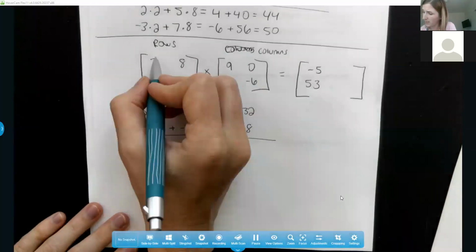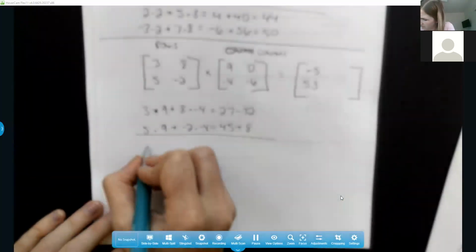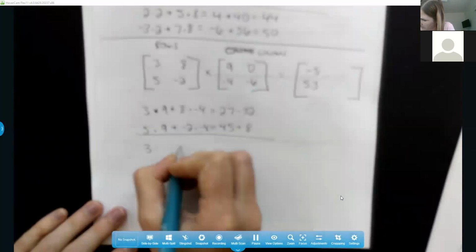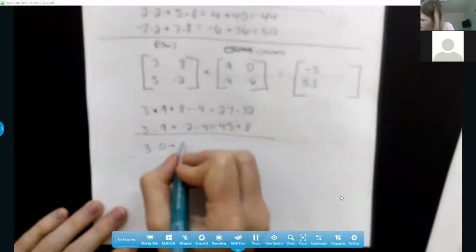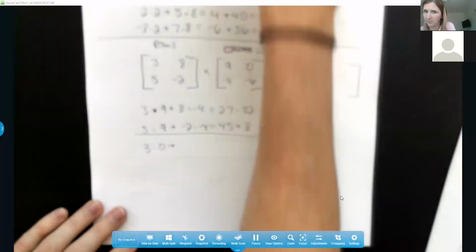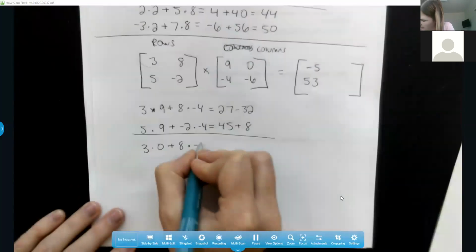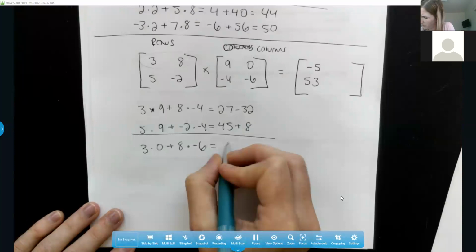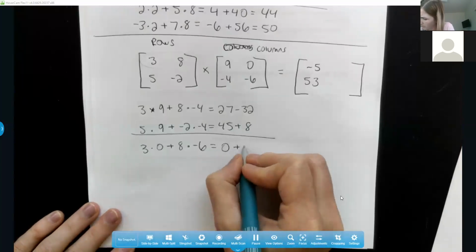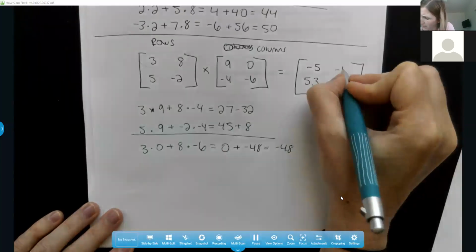So we're gonna keep doing it, start off with the same row, but move to the next column. Okay, so it'll be 3 times 0. 3 times, yep, you're right, sorry. 3 times 0. Plus 8. Yep. Times negative 6. All right, perfect. 3 times 0 is 0, plus a negative 48. So that'll give me a negative 48.